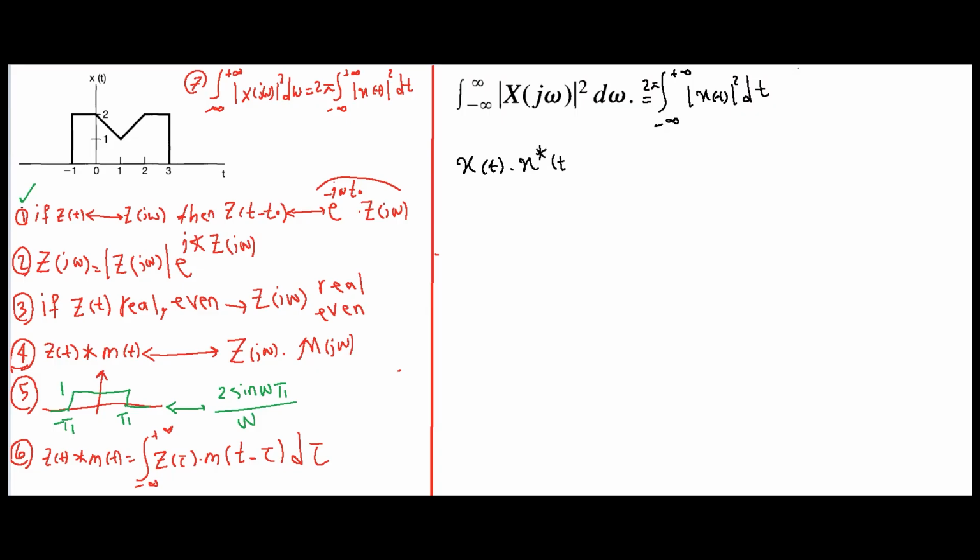Another important point is that the product of a signal and its complex conjugate is equal to the magnitude of that signal squared. Now, if the signal is real, the signal itself is equal to its complex conjugate. Therefore, the product is simply the square of the signal itself. As a result, instead of calculating the integral of the magnitude of x(t) squared, we only need to calculate the integral of x(t) squared.